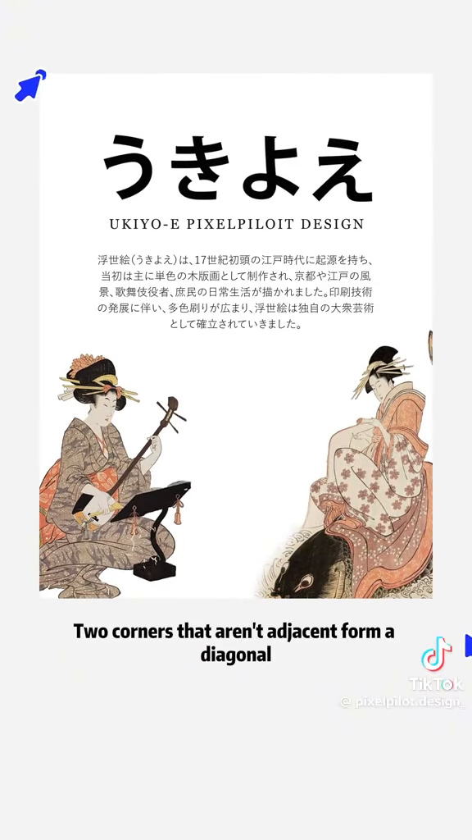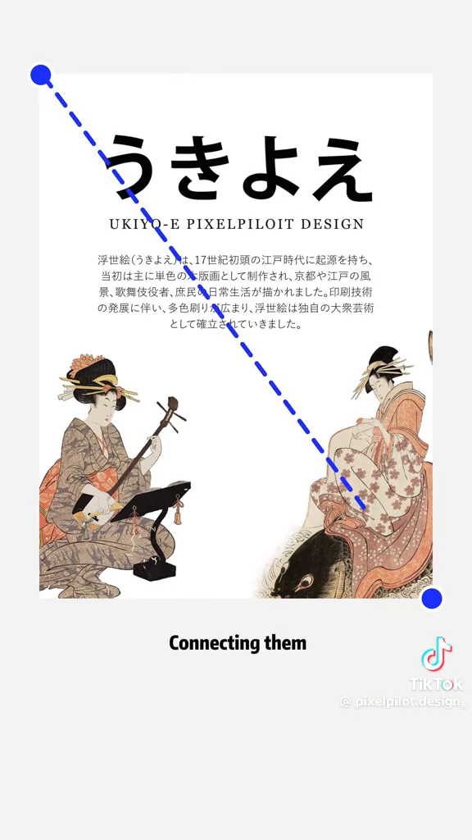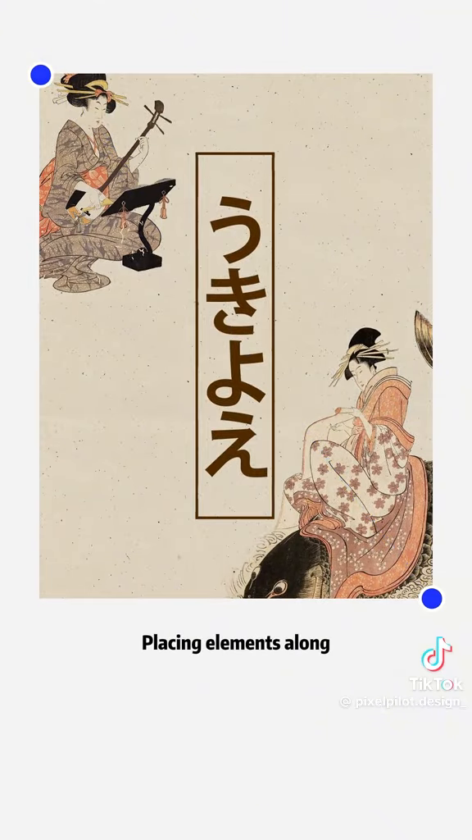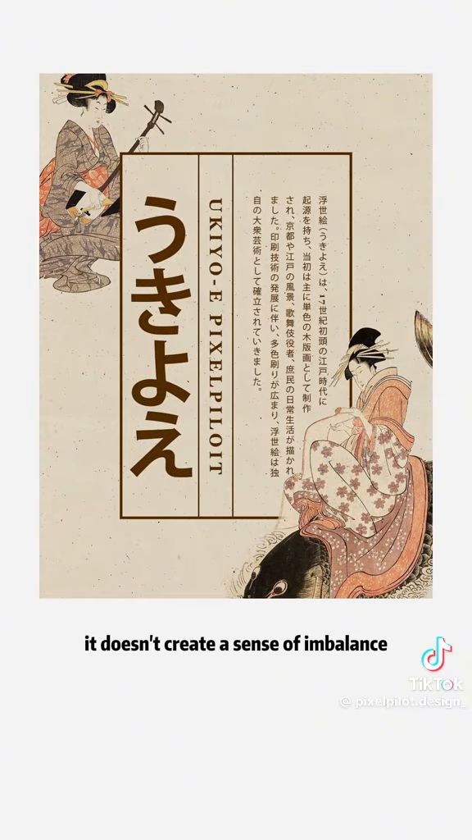In a canvas, two corners that aren't adjacent form a diagonal. Connecting them gives you a diagonal line. Because this line splits the canvas evenly in two, placing elements along it doesn't create a sense of imbalance.